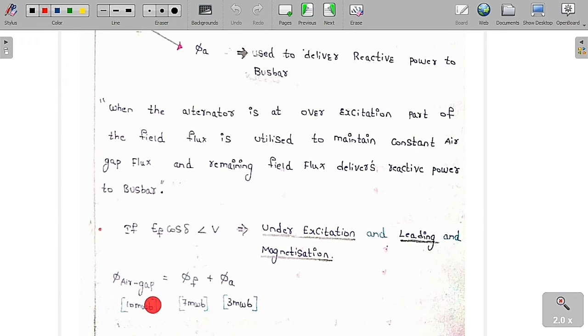In the previous case also, it is 10 milliweber. Here also, it should always be 10 milliweber. But this field flux is going to generate only 7 milliweber. So an extra 3 milliweber is required to make this value constant, which is 10 milliweber. Therefore, it is going to accept the reactive power from the outside world, which is basically leading reactive power. It is going to accept the leading reactive power from the bus bars, or we can say from the load.